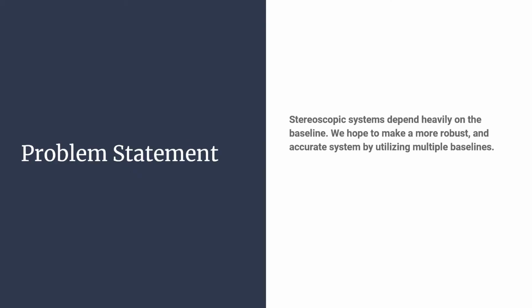The problem with stereo vision is the inaccuracies in the system if you select an incorrect baseline for the application. And the baseline is the distance between the cameras, and we're going to see a little bit later how this affects the actual calculations and the quality of the image. So we hope to make a more robust and accurate system that utilizes multiple baselines.